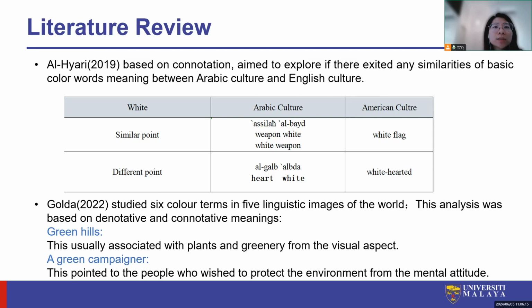Let's look at Golda 2022. She studied six color terms in five linguistic images of the world. This analysis is also based on denotative and connotative meaning. Let's look at green hills from the visual aspect. This usually associates with plants and greenery. This is from the denotative aspect. And when we look at a green campaigner, this points to people who wish to protect the environment, from the mental attitude.